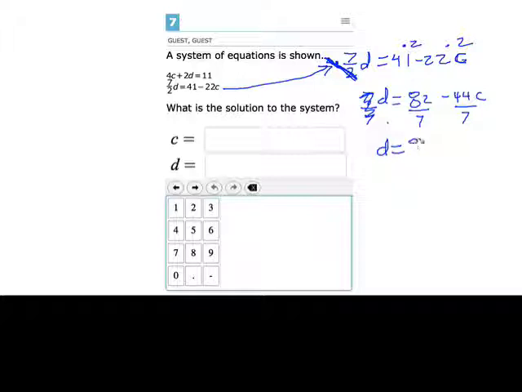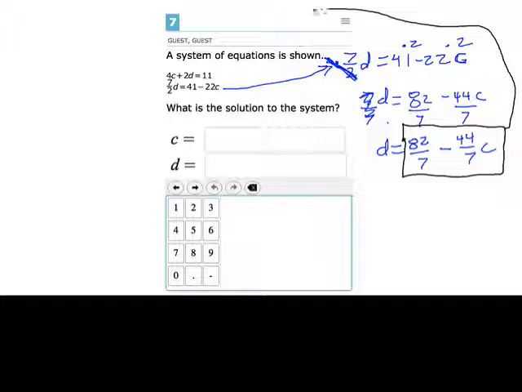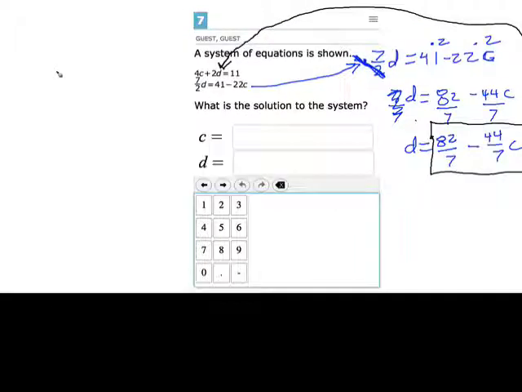So we have d equals 82 over 7 minus 44 over 7 c. This is d right here. D is that. So we're going to take that and plug it right in there for d. And that would give me 4c plus 2 times d. What is d?